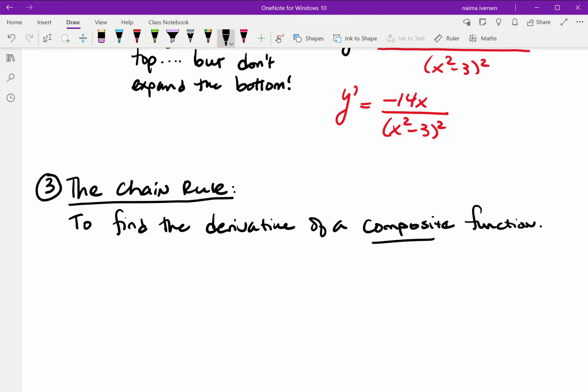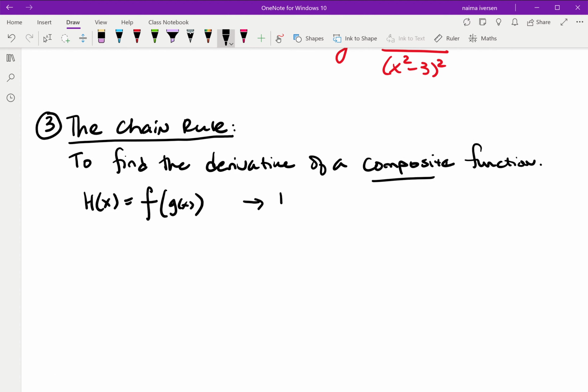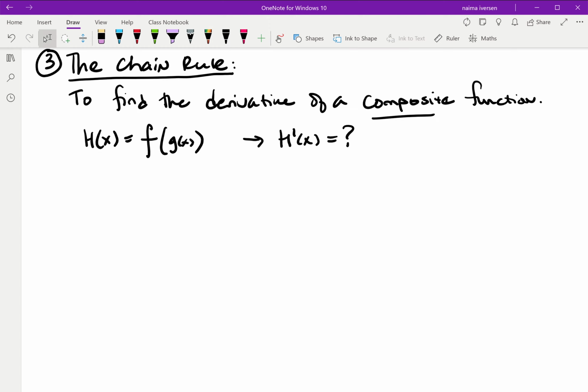And what I mean by that is that your h of x that I'm looking for in this one is going to be f of g of x. One function is tucked inside another. And what we need to be able to do is find h prime of x. So when we use the definition of derivative for this one, and I am going to show you this one because I've seen it used on midterms and stuff at university a bunch of times. It's a weird one.